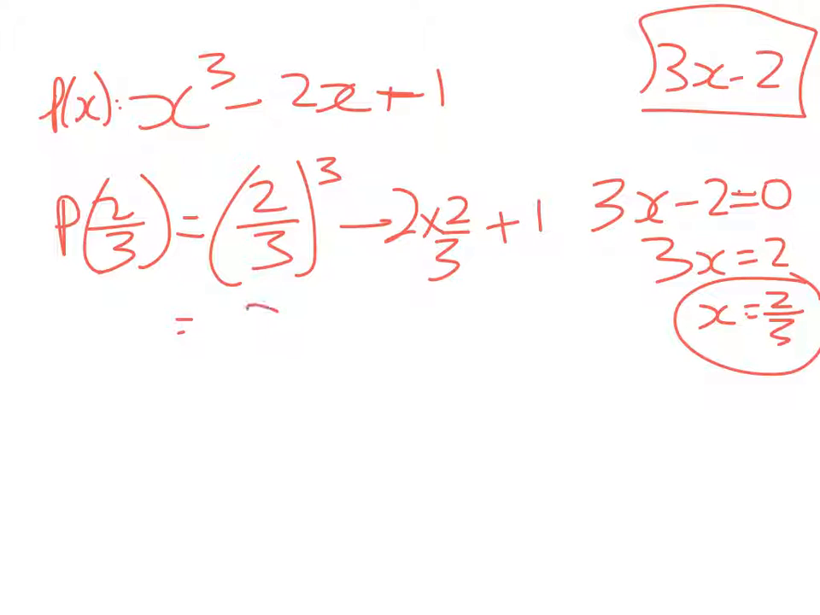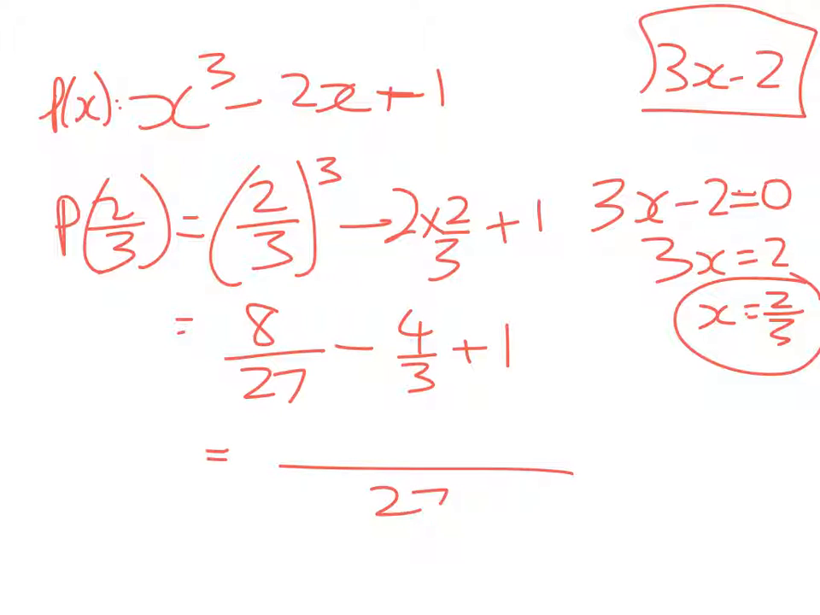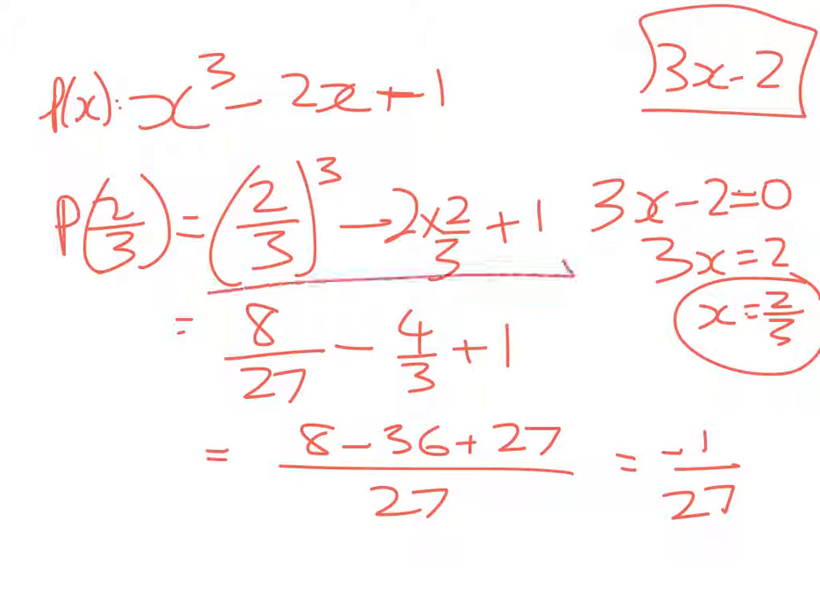So that gives me 8 over 27 minus 4/3 plus 1. Okay, so simplifying all of that over 27, it's going to be 8 minus 4 9s are 36 plus 27, which gives me 35 minus 36, which is negative 1 over 27. Okay, fine if you must, in the interest of time in the exam, to do that in your calculator.